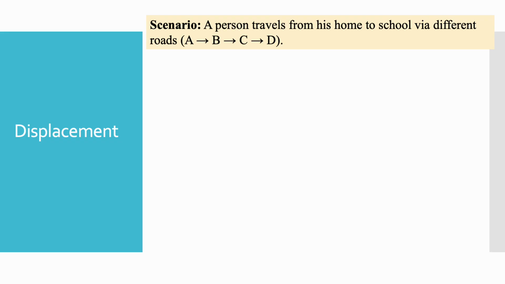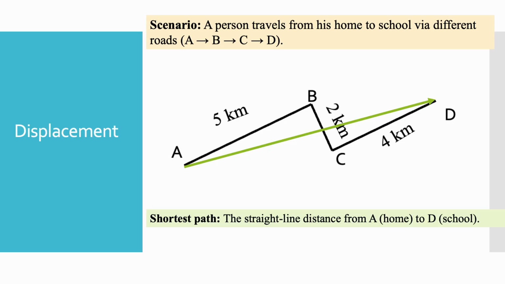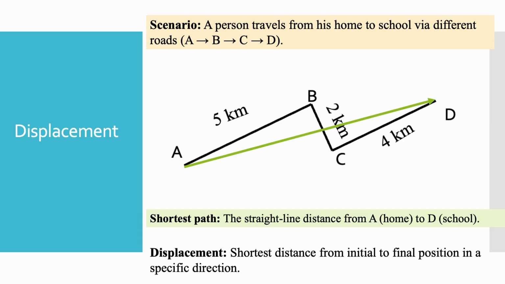Now displacement. It's the shortest straight line distance from the initial to the final position. Using the same example, a person's displacement would be the straight line from A to D. So, displacement is the shortest distance from the initial to final position in a specific direction. So, even though the person traveled 11 kilometers, the displacement is not 11 kilometers. It is less than the distance in this case. So, distance and displacement can be different.